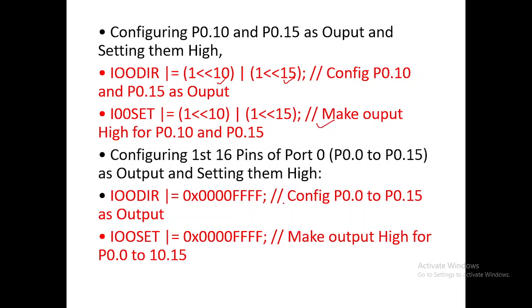Here again, the first 16 pins of port 0 we have configured as output, and then made them high. So how have we configured that? Using the hexadecimal display. So F indicates the value; if written in binary, it is all 1s, and these indicate pin number 0 of port 0 to pin number 15 of port 0. We will make all those pins output and then set them high. Thank you. So these are some examples of pin configurations.